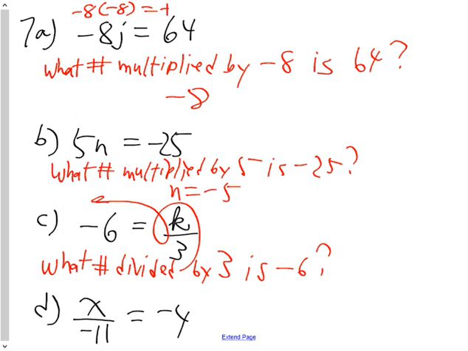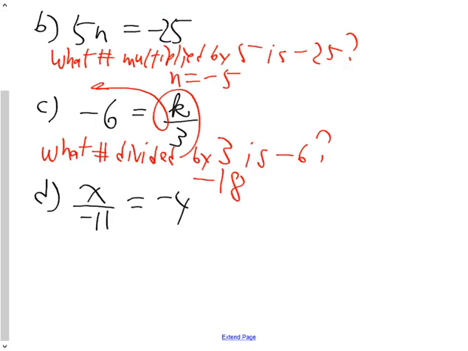So what number divided by 3 is 6? Forget about the negatives and positives, Taylor. What number divided by 3 is 6? 18. Now, is that going to be a positive 18 or a negative 18? It has to be negative because a positive divided by a negative, or a negative divided by a positive, is a negative.